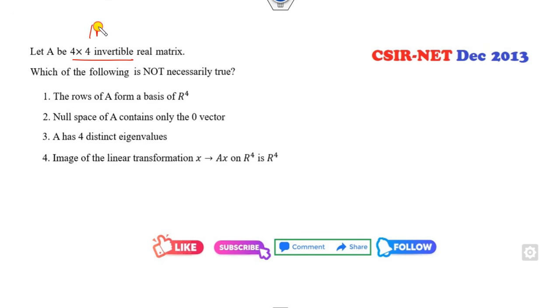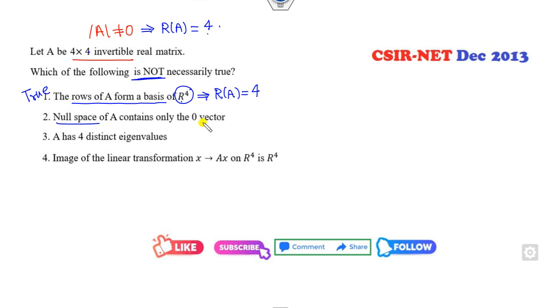A is a 4 cross 4 invertible matrix. Determinant is non-zero. Rank of the matrix is the number of column vectors. Which of the following is not necessarily true? The rows of A form a basis of R raised to power 4. That means rank of A is 4. Yes, that's a correct statement, but we need a false statement. Null space contains the 0 element. If rank is 4, what is the nullity? Number of columns minus rank. Nullity will be 0. That's also a correct statement.